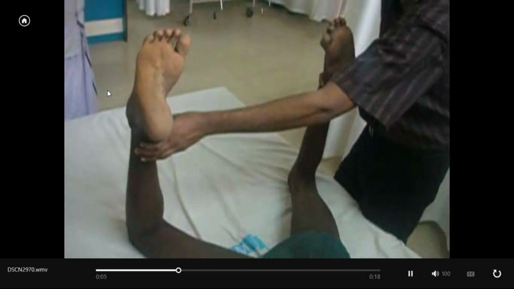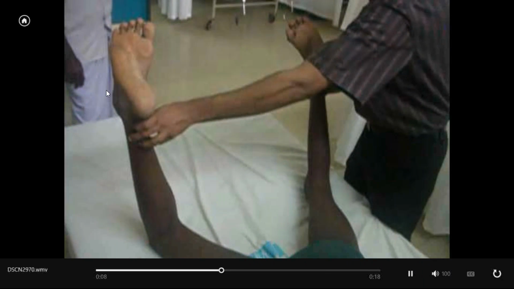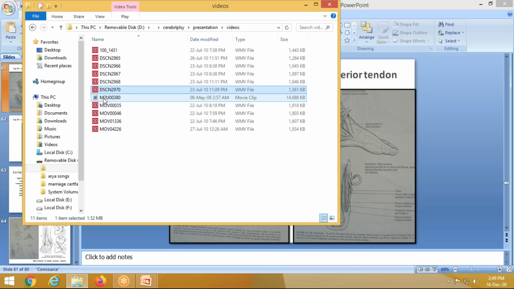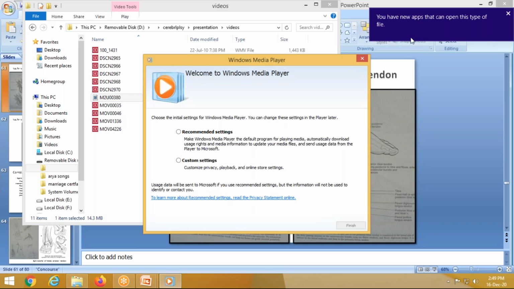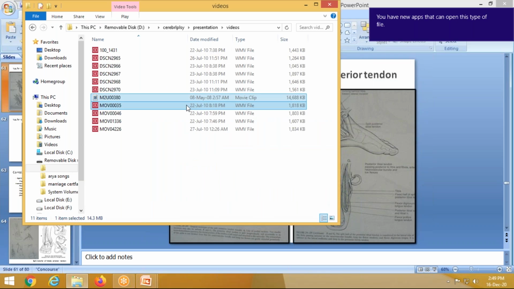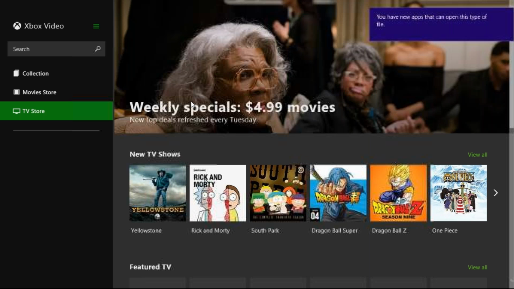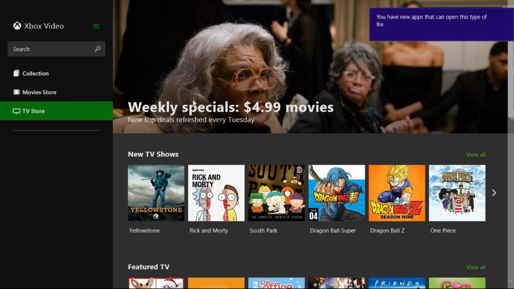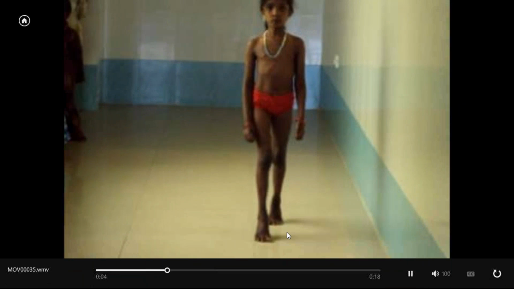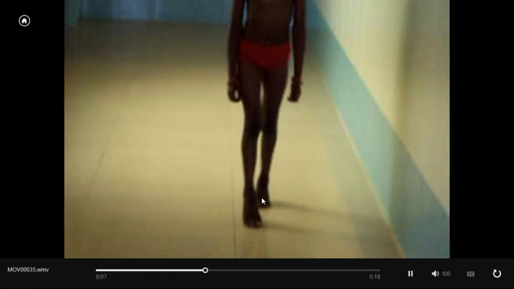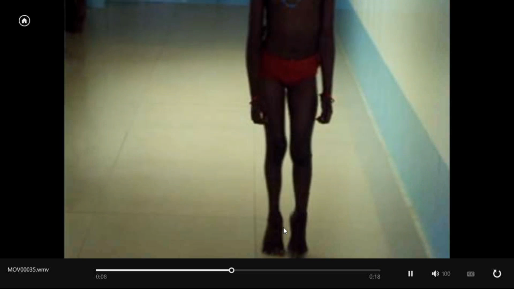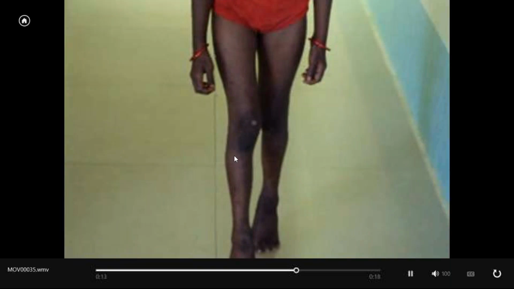See, he is abducting the hip, the Phelps test. Sorry, there is disturbance. See, there is equinus. Here there is no scissoring gait, only equinus, and see, it appears like some valgus at the knee.